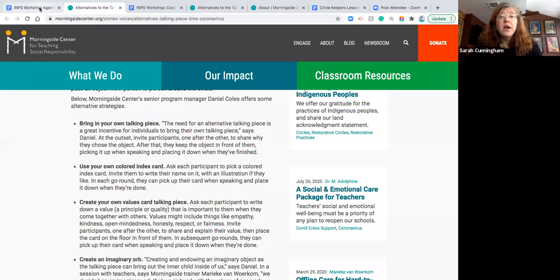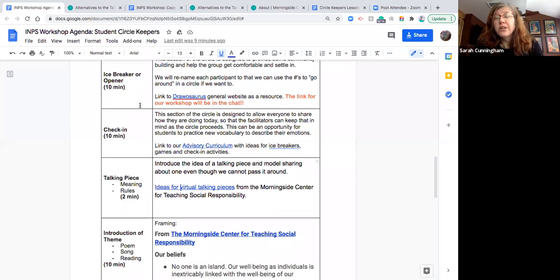These pieces are very important for students and for circles in general because it creates a sense of respect by holding something that is important to someone else. Not only do you know that it is one mic, but you also know that this is something that you should pay attention to, be respectful of, honor in a way.